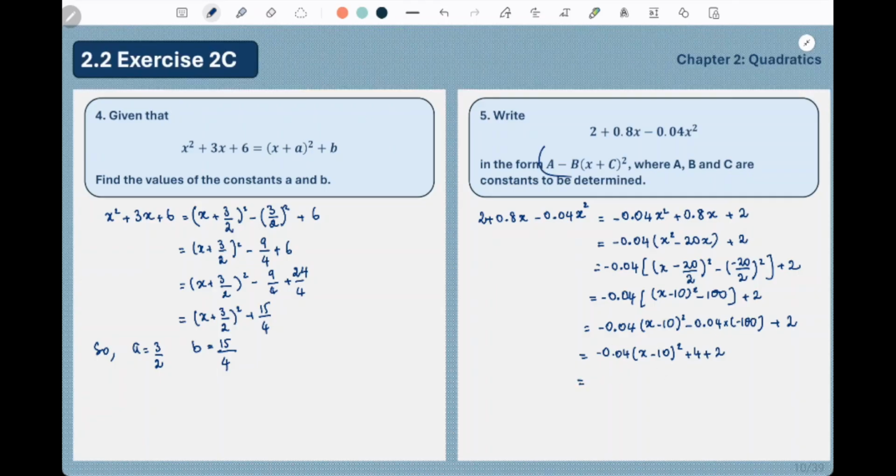Because I'm given this form over here, it's okay to play with the order a bit. So 4 plus 2, I'm going to put it first over here, minus 0.04 times x minus 10 squared. The reason I'm doing this is so it's easy for me to identify A, B and C. So A is 6, B is 0.04, and C is minus 10. And yeah, we're done. So as you can see, no matter how tricky it might look, it's the same method. So don't worry, just go ahead and do it.